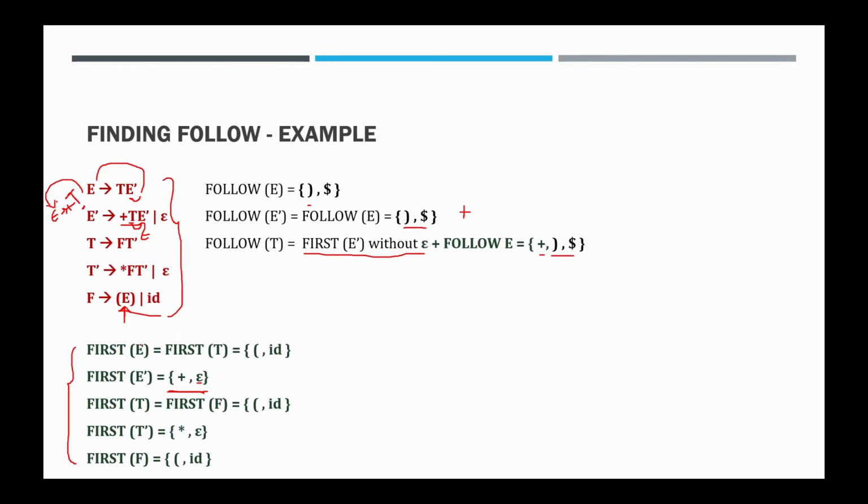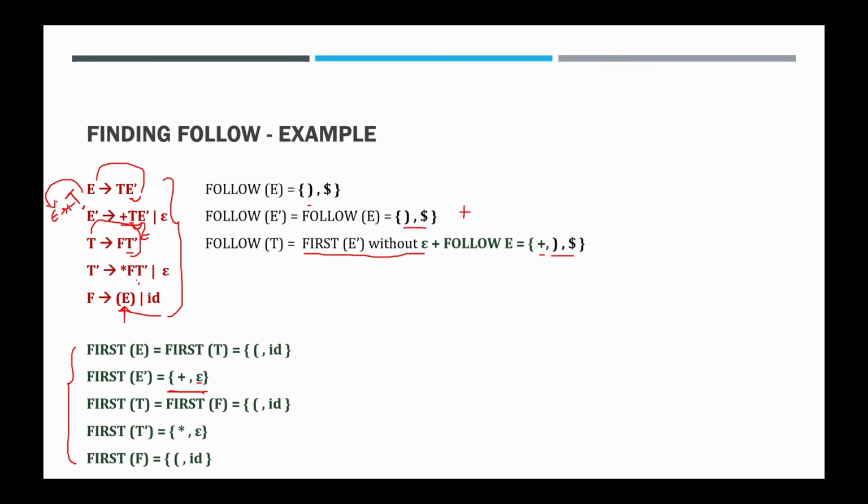Now what is the next non-terminal that we have? T dash. So just go and check where we have the T dash. Here we have T dash, here we have T dash. First we'll check here. What is this? T dash. What is follow of T dash? No symbol. So nothing but the follow of T dash will be follow of T.